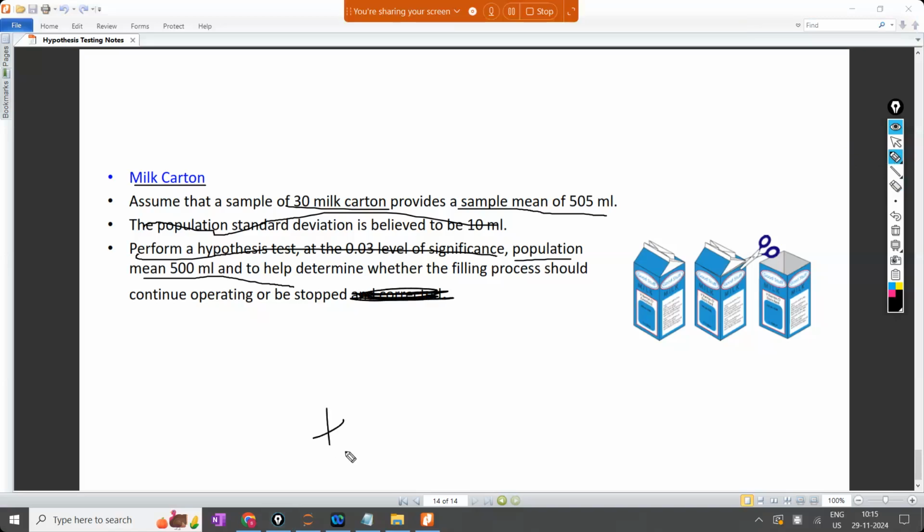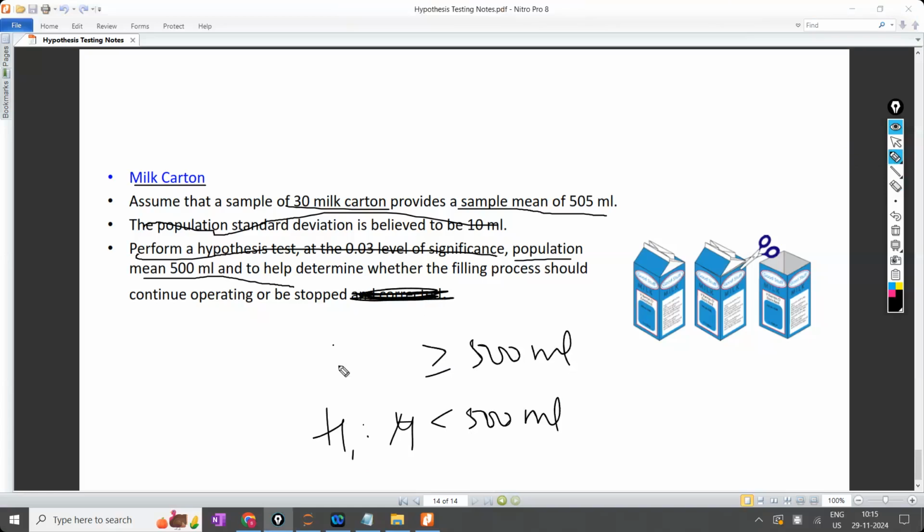If it is less than 500 ml, he will take the action. If it is greater than 500 ml, he will not take the action. This is from whose point of view? The inspector's point of view. For the inspector, 505, 510, 520 is also not a problem. The company is giving extra free, so what is the problem for the inspector?